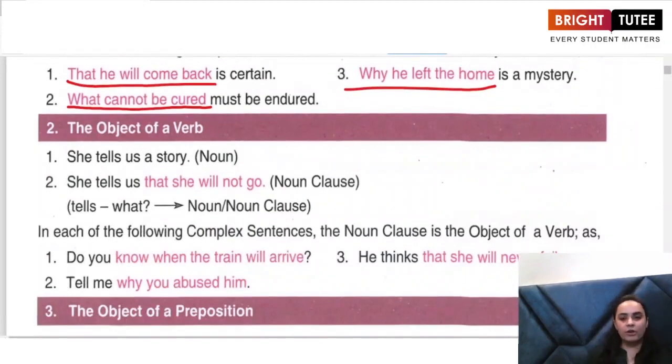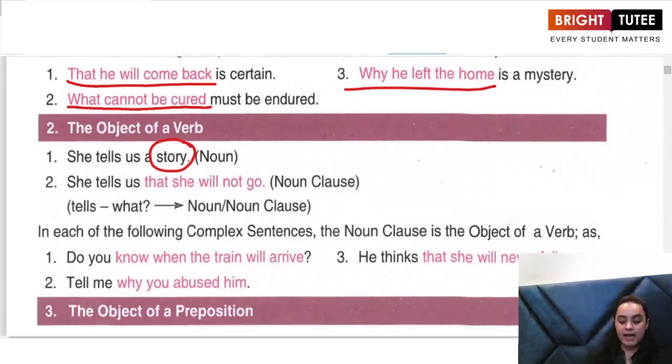Now, subject we know comes at the beginning of the sentence and object comes at the end of the sentence. Clear enough, right? Look at the sentences. She tells us a story. What does she tell us? Story. It is a noun and it is taking the place of an object because it is coming at the end of the sentence.